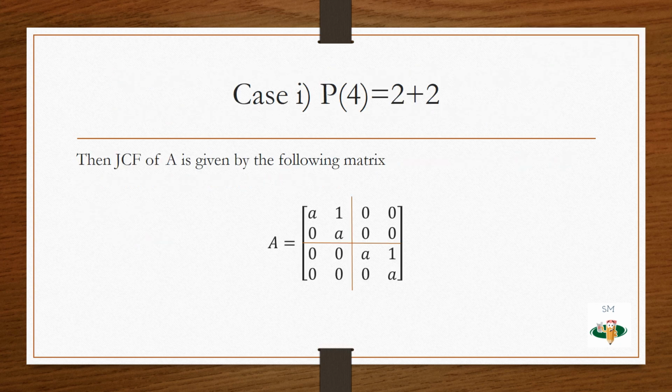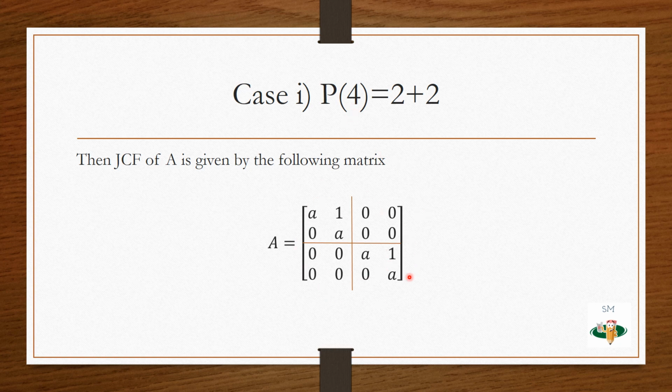So case 1, p of 4 is equal to 2 plus 2. Then both are 2 cross 2. Here it is a p of 4. We need to find a partition of 4, that is 4. Here only one possibility, only one case, p of 4. Therefore it is a 4 cross 4 matrix.